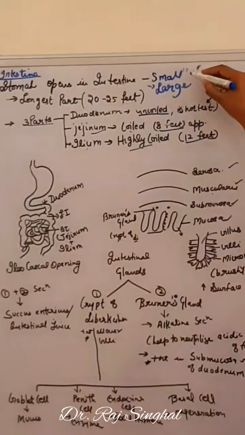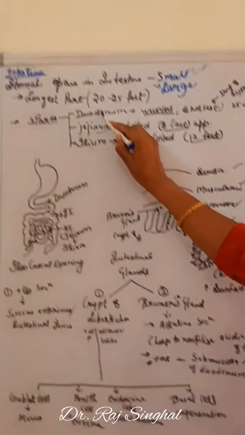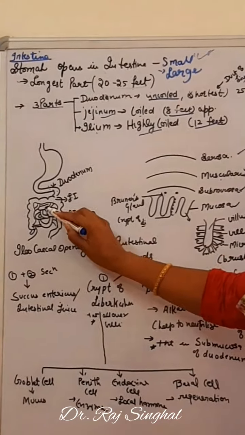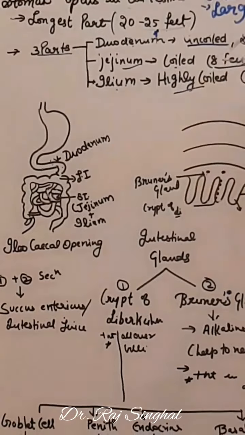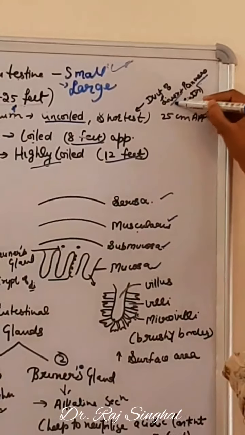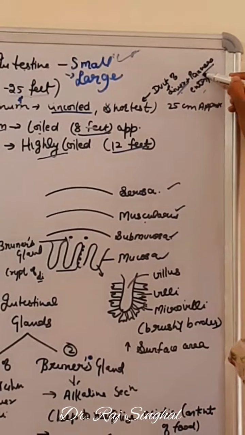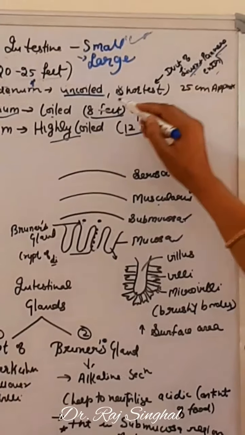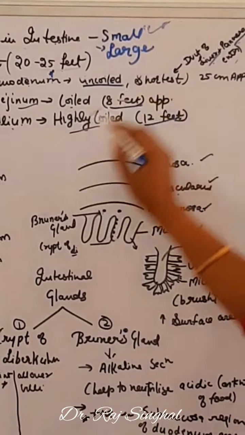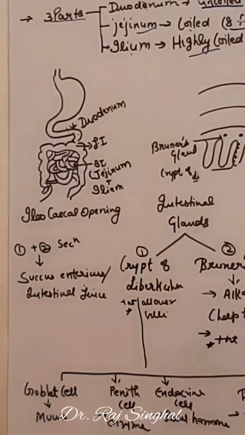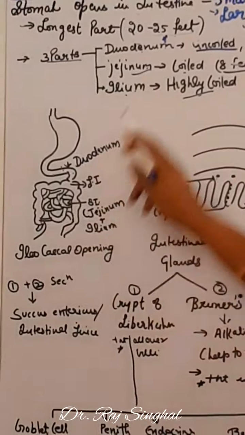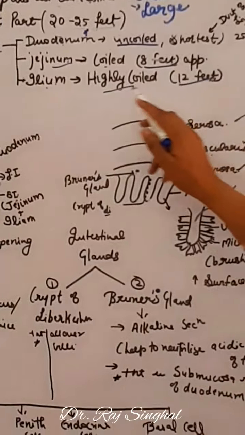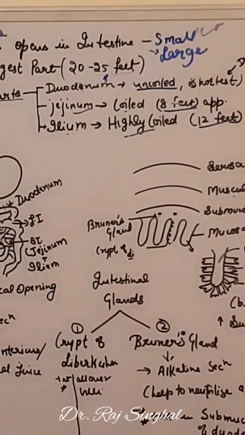Small intestine is again divided in three sections: duodenum, jejunum and ileum. Duodenum is the most important part as it receives the juice from liver and pancreas, and it is the shortest part, which is uncoiled. Jejunum and ileum are highly coiled structures. Jejunum is about 8 feet whereas ileum constitutes 12 feet in length.